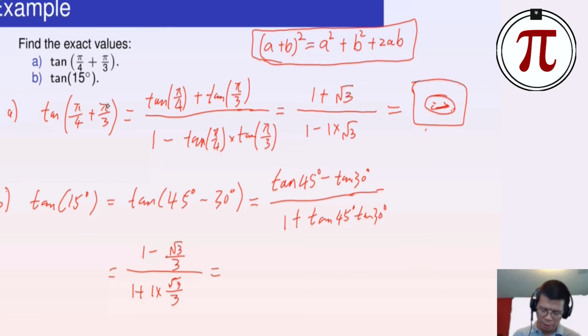In the parentheses, on the top: 1 minus square root of 3 over 3, close the parenthesis, divided by a parenthesis, 1 plus 1 times square root of 3 over 3, close the parenthesis. What did you get?